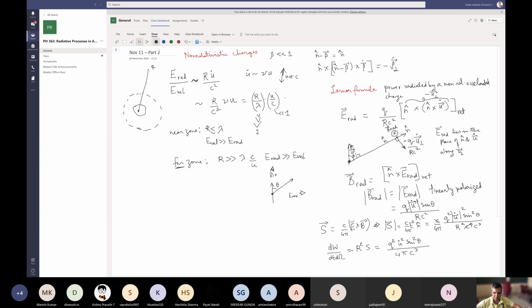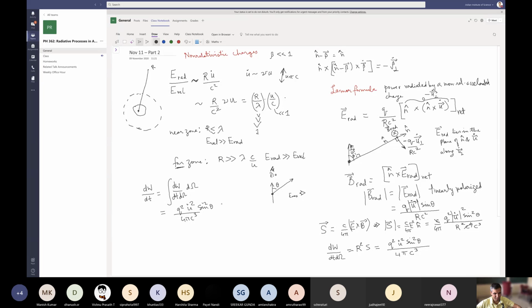So what about the total power? This is the power along a particular angle theta. So the total power, dE/dt, the energy radiated per unit time, is dP/dΩ integrated over the whole solid angle. So this is equal to q squared u dot squared by 4 pi c cubed, and sine squared theta.